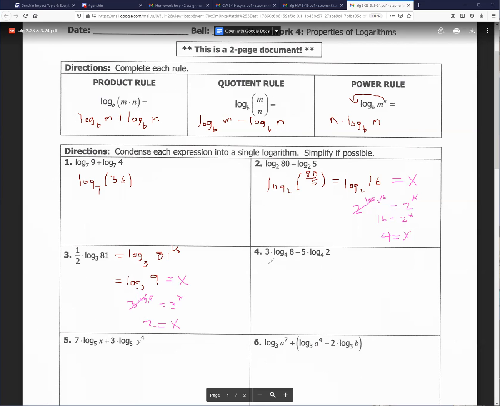All right, now we got some more interesting looking ones. Log base 4 of 8 to the 3rd minus log base 4 of 2 to the 5th is equal to log base 4 of 8 to the 3rd divided by 2 to the 5th. 8 to the 3rd, well, 8 is 2 cubed, so this is actually 2 to the 9th. So 2 to the 9th over 2 to the 5th is 2 to the 4th, which is 16. Check it on a calculator if you're not sure. And if we rewrite this in exponential form, we get 16 equals 4 to the x. So therefore, x is equal to 2.